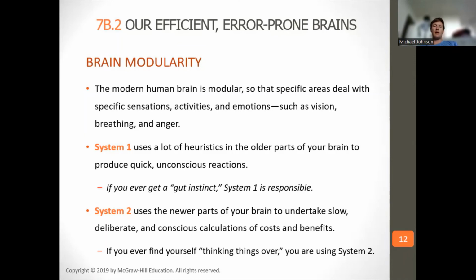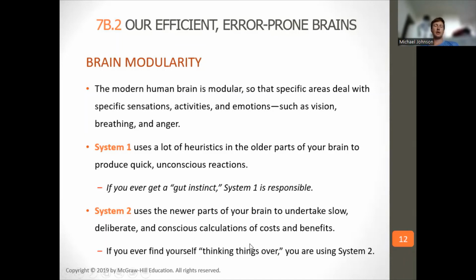So the human brain, we experience sensations, emotions through vision, breathing, and anger. And system 1 uses a lot of heuristics in the other parts of your brain to produce quick unconscious reactions. So gut instinct is system 1. If you have the willies about something, like if you're walking in the street and you feel like it's not okay, that might be your gut instinct. It's a very trusted source of what you should be doing. If you feel scared, like you think that something might happen, that's your gut instinct. So it's good to trust it because your gut can be very correct in a lot of cases.